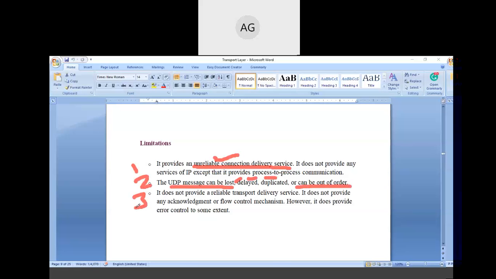The third limitation is that it does not provide a reliable transport delivery service. It does not provide any acknowledgement or flow control mechanism. However, it does provide error control to some extent, done through the checksum. So these are some of the limitations of UDP.